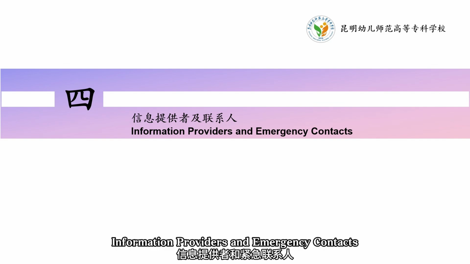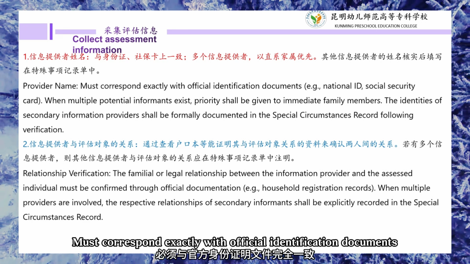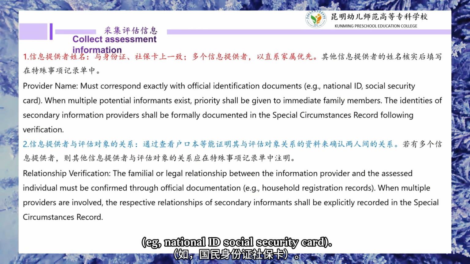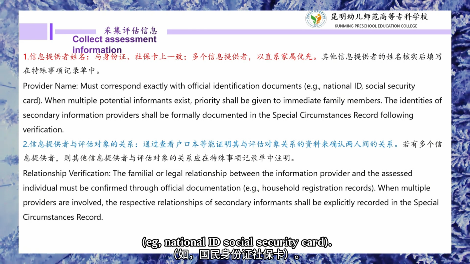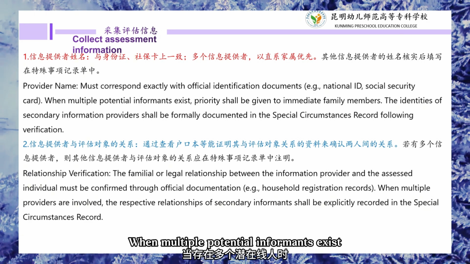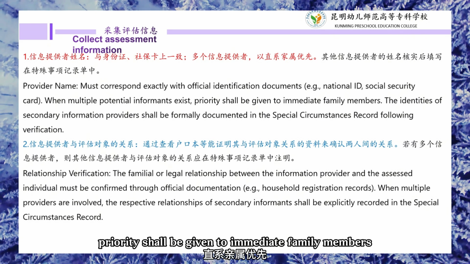Part 4. Information providers and emergency contacts. Provider name must correspond exactly with official identification documents, for example, National ID, Social Security card. When multiple potential informants exist, priority shall be given to immediate family members.